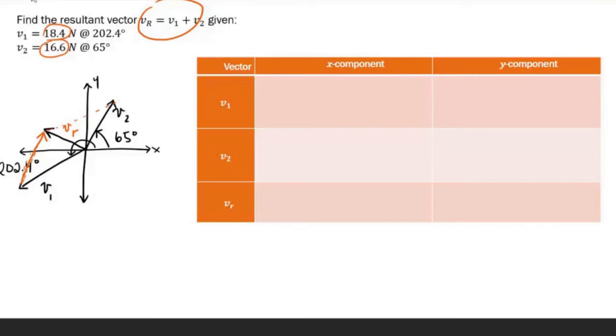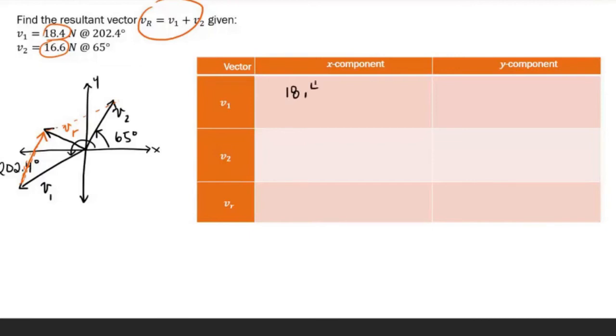We'll follow exactly the same steps. Even though the two vectors we're adding are not both in quadrant 1, the process is the same. We're going to find the x component of vector 1 and vector 2, add those x components up, and that will give us the x component of the resultant. We'll do exactly the same thing for the y components. Let's have a look.